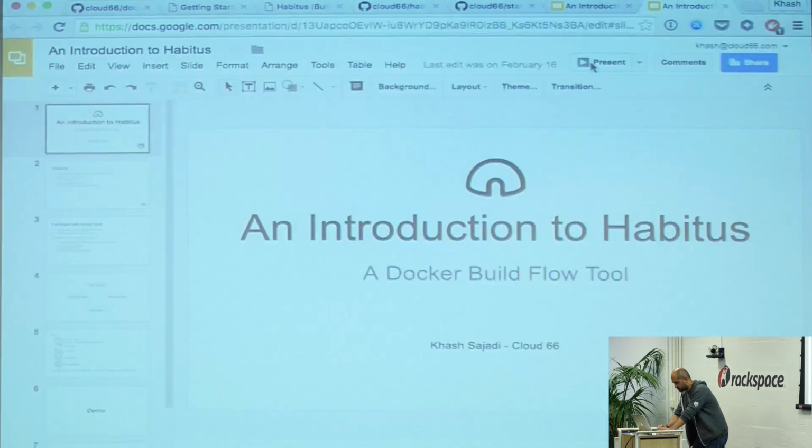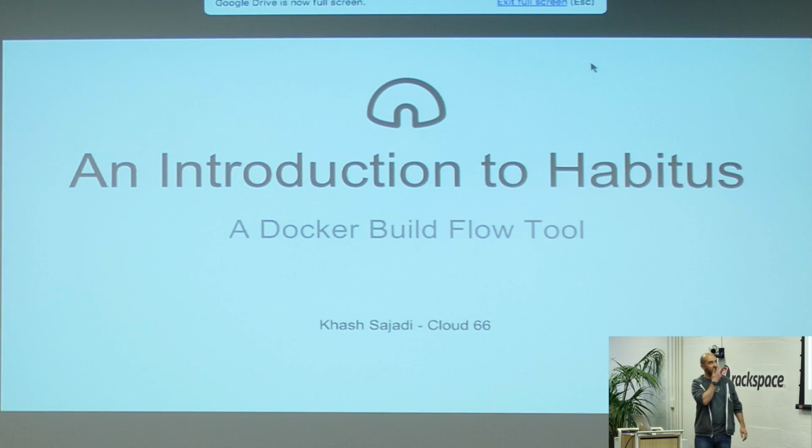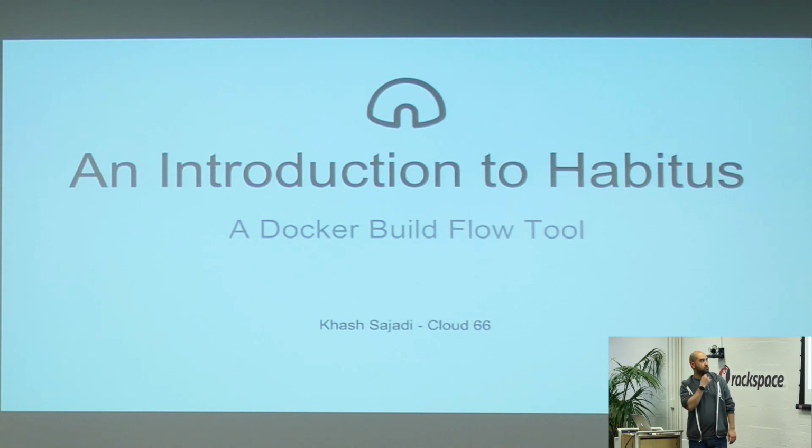Now, let's talk about Habitus. So what is Habitus? We were told off by Docker Inc. that we should not call it a Docker build flow tool. It should be called a build flow tool for Docker. So, correction. I stand corrected to the gods of IP and trademark. But it's exactly that. It's a build flow tool for Docker.